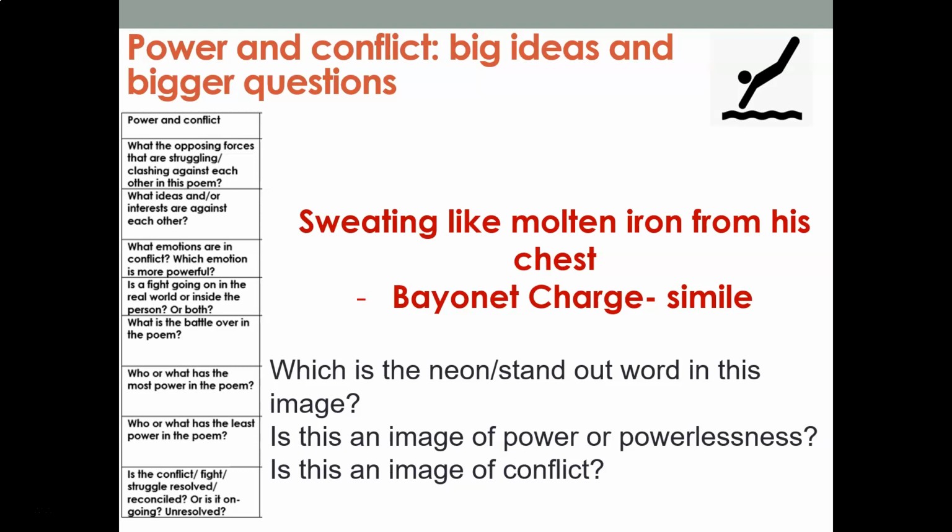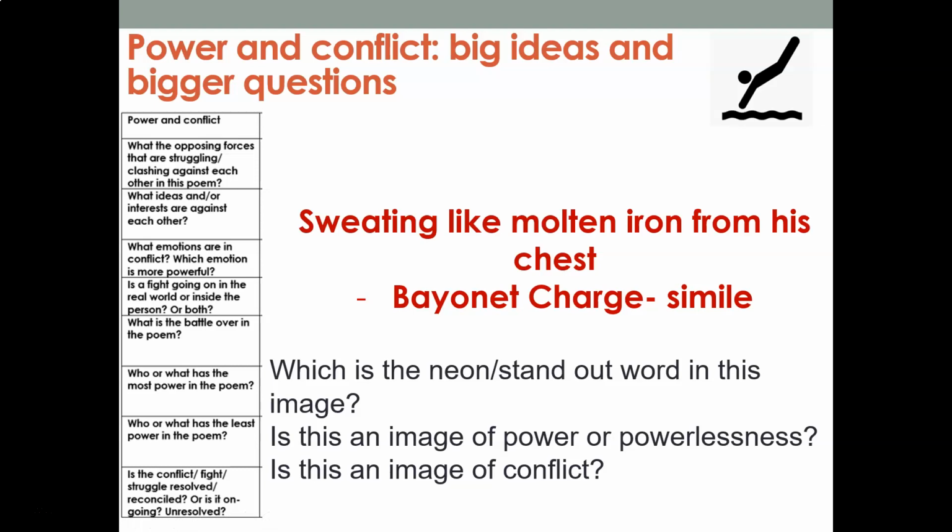It's a beautiful simile. So for me, the standout word there would be molten iron, but you might want to circle the word sweating because that reminds us that the conditions of being a soldier, it's hot, it's exhausting, it's difficult. Now chest, yep, you might look at that word. So it's coming from his heart. It's coming from the seat of his feelings and beliefs.